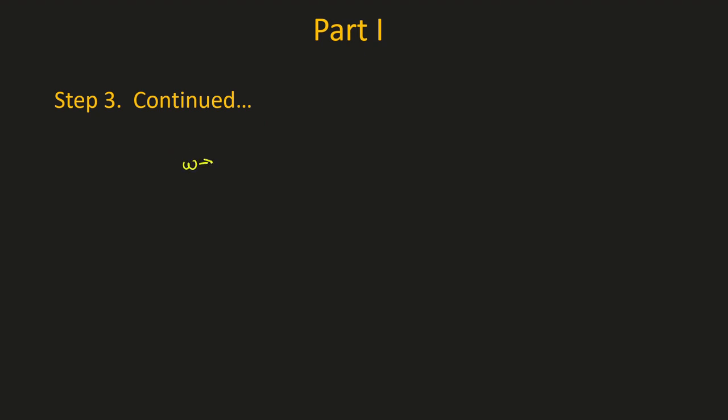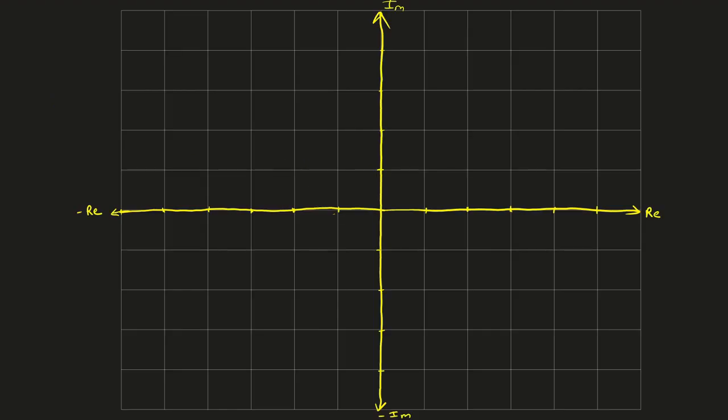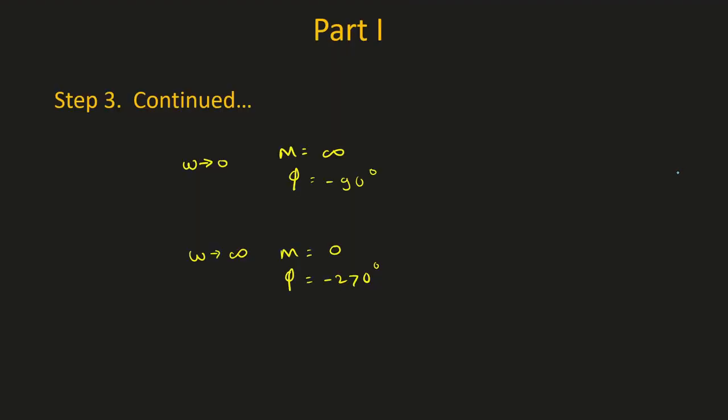So by putting ω equal to 0, I get magnitude as infinity and phase as minus 90 degree. And by putting ω equal to infinity, I get magnitude as 0 and phase as minus 270 degree. So let's put these points in our graph. So let's draw the Nyquist plot for part 1 by using the two obtained points. The first obtained point is at ω equal to 0, that is, the Nyquist plot will start from 0 frequency and its magnitude will be infinity, and phase is at minus 90 degrees.